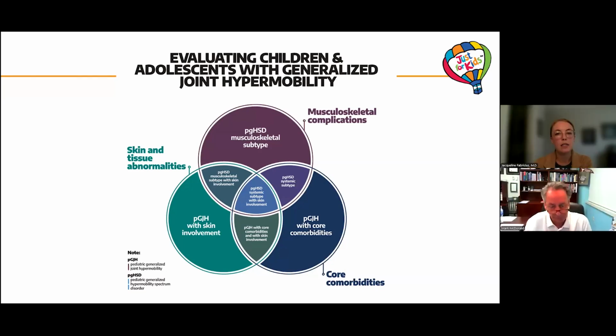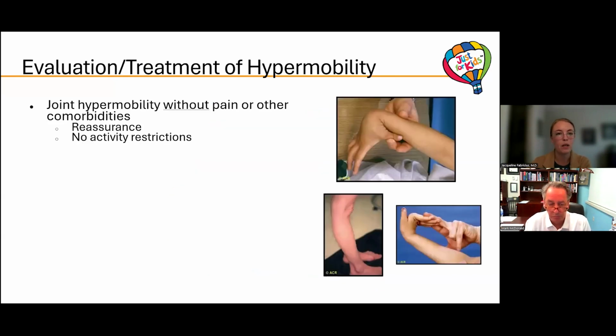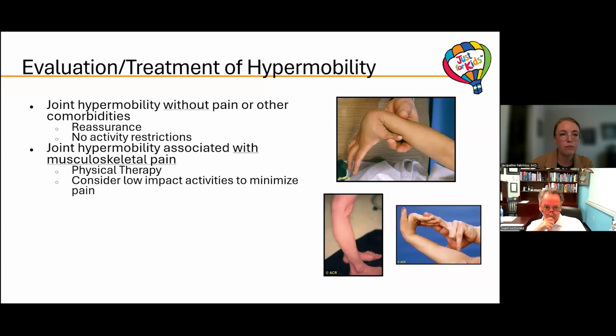The recommendation is to not diagnose anyone with hypermobile EDS until they are of skeletal maturity or greater than age 18. Regardless, the treatment for hypermobile EDS and generalized joint hypermobility is going to be the same. It is symptom-based. Children that have hypermobility without pain don't need any treatment, right? Reassurance, no activity restrictions. Those that have hypermobility with pain, we typically recommend physical therapy, and they may want to consider low-impact activities to minimize pain.